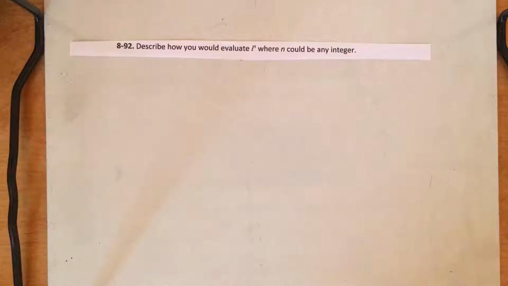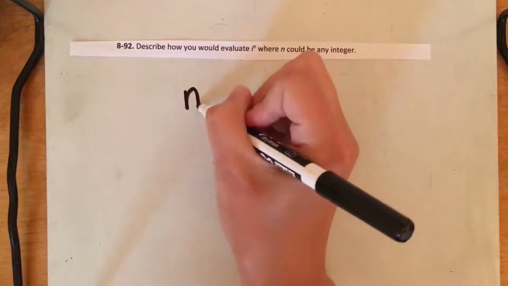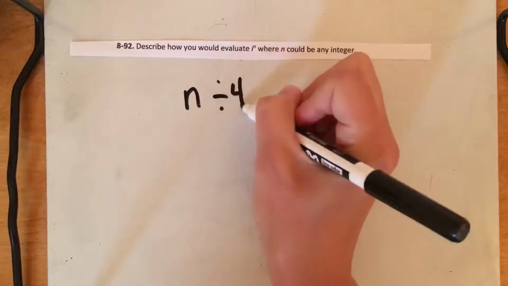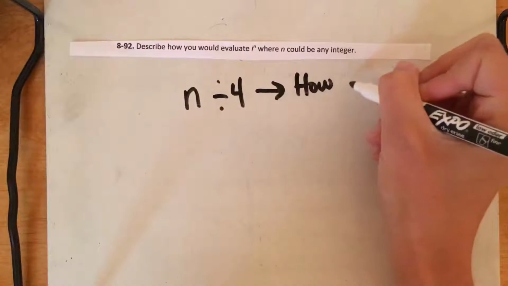This is problem 8-92. Describe how you would evaluate i to the nth where n could be any integer. So basically how you're going to simplify these imaginary numbers to some power. We know the pattern repeats every 4 times. So I would take whatever n is and divide it by 4. This is going to tell you how many times the pattern repeats.